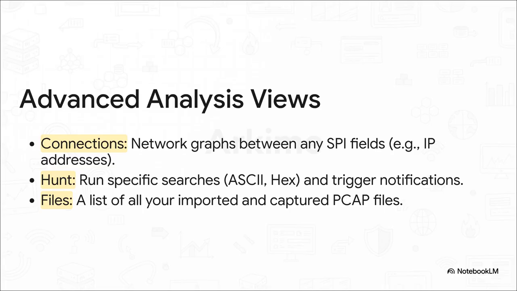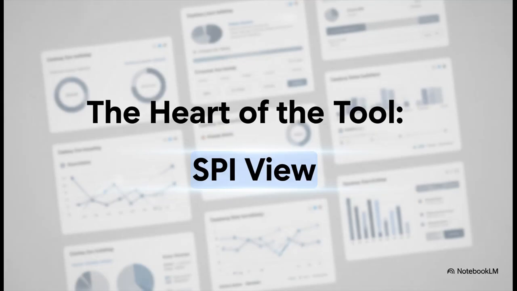The connections view is really cool. It builds a visual web that shows you how different computers are all connected and talking to each other. Hunt lets you set up an ongoing search for a specific threat, and it'll even alert you if it finds a match. And finally, the files view is just your library, your evidence locker, where all the raw recordings are kept.